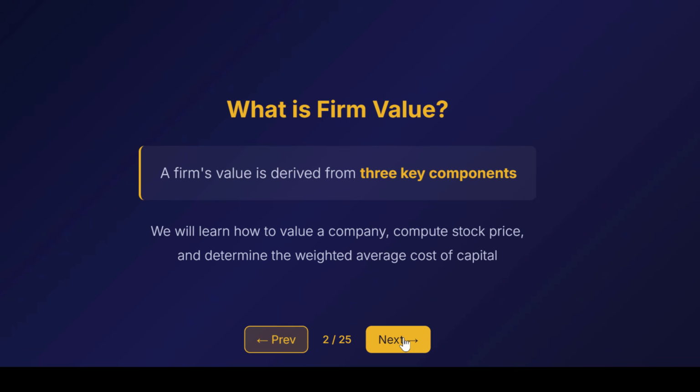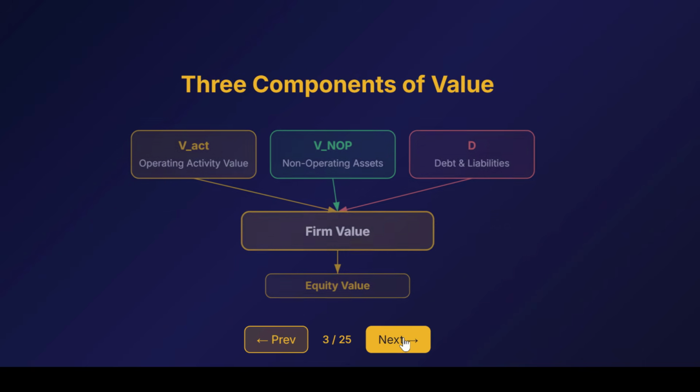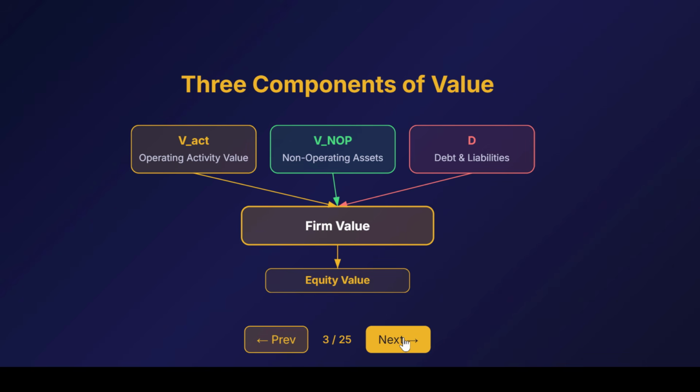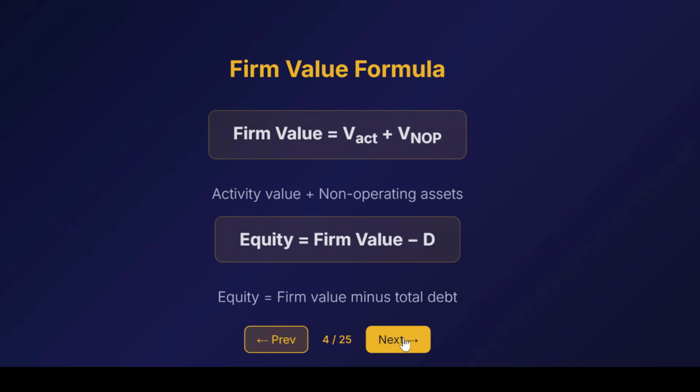A firm's value is derived from three key components. First, the operating activity value, denoted as WACC. Second, non-operating assets, denoted as VNOP. And third, debt and liabilities, denoted as D. The firm value formula is firm value equals WACC plus VNOP, that is, the activity value plus non-operating assets. Equity is then calculated as firm value minus total debt.